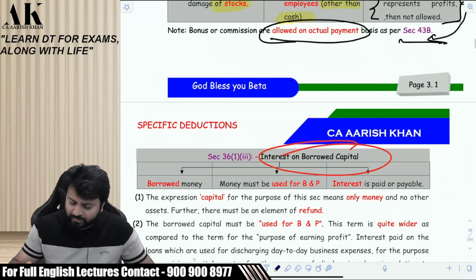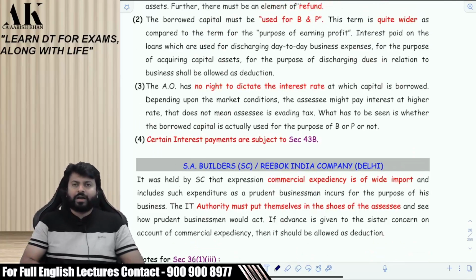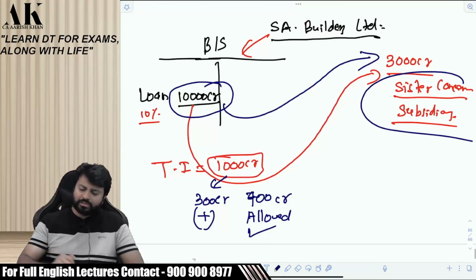Is it clear to all of you? Please tell me. So you have to see into the facts and circumstances of every case. Let me give you an example of this and then conclude this session.